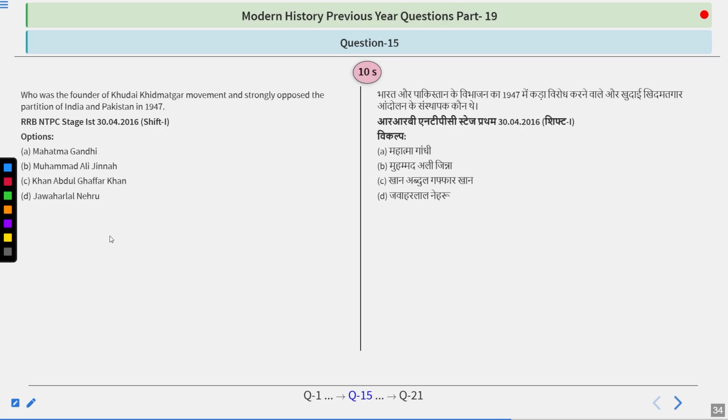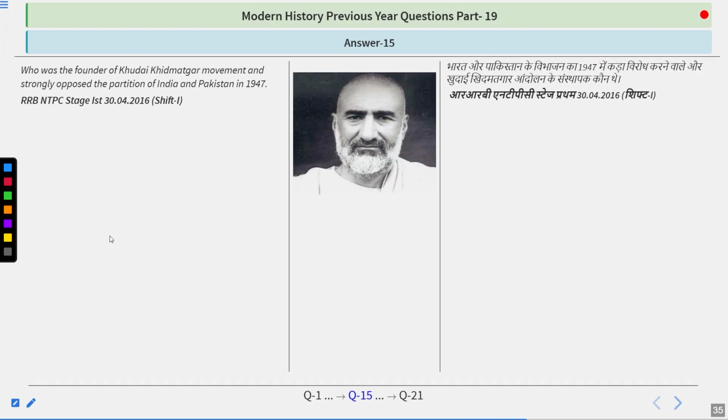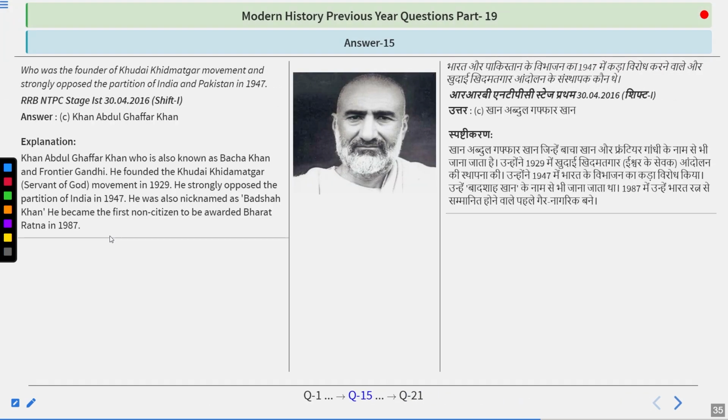Who was the founder of the Khudai Khidmatgar movement and strongly opposed the partition of India and Pakistan in 1947? Very important and quite an easy question. Options are Mahatma Gandhi, Muhammad Ali Jinnah, Khan Abdul Ghaffar Khan, or Jawaharlal Nehru. Think about it. As I said, the question is simple. The answer is Khan Abdul Ghaffar Khan.